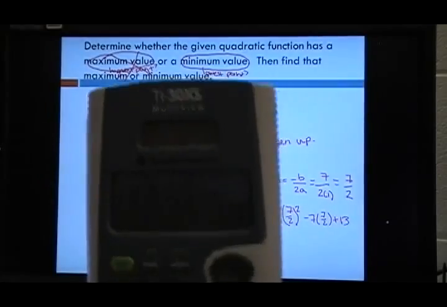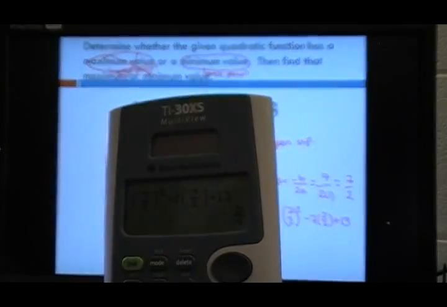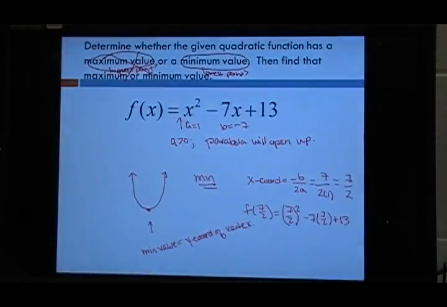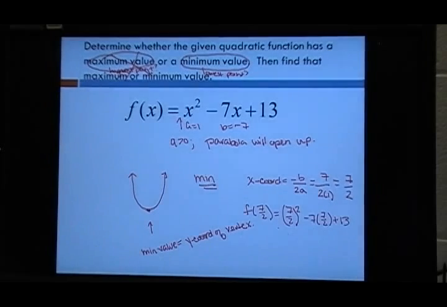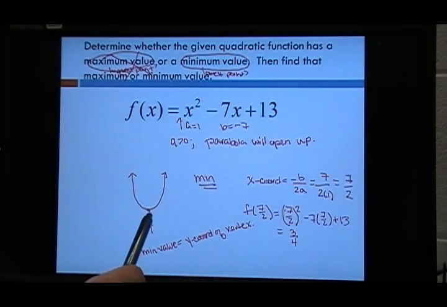No, I can't see that. That says 3/4. Okay, so f of 7/2, or for an x value of 7/2, the corresponding y value is 3/4. So 3/4 is the y coordinate of this vertex, which is the minimum value of the function. So the minimum function value is 3/4.